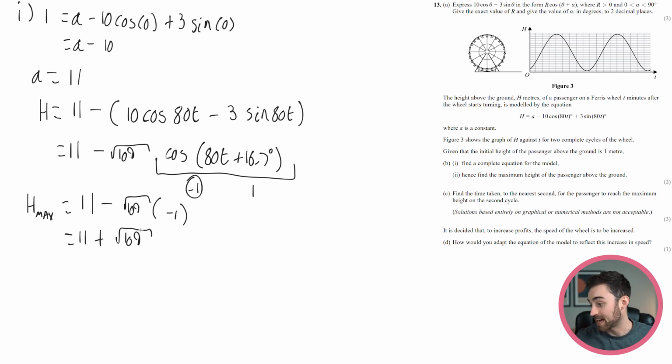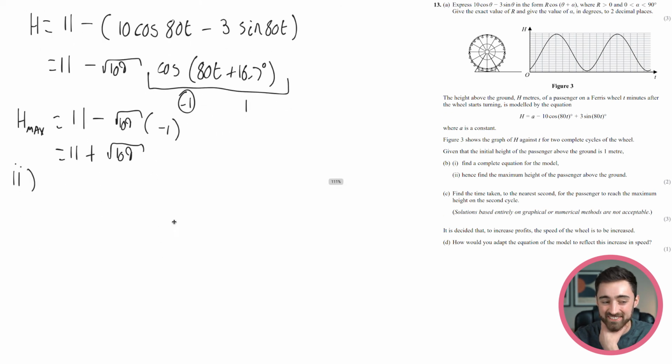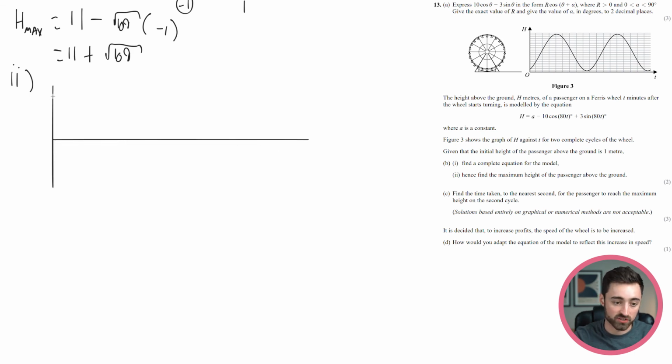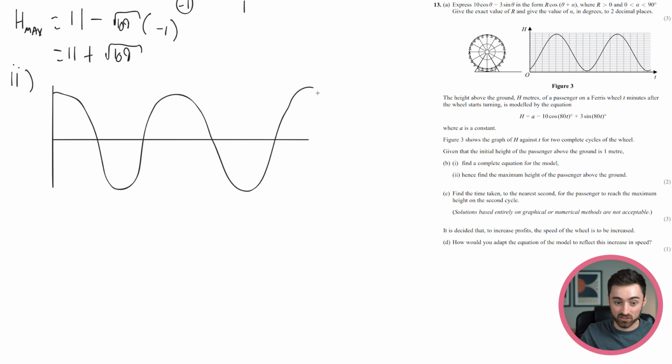Cool, okay. Find the time taken, to the nearest second, for the passenger to reach the maximum height on the second cycle. Right then. We're probably going to have to start using the brains, unfortunately. There might be a bit of thinking involved in this one. Second cycle. Now, it's basically to do with solving for t. So let me just think of a cos graph for now. Just going to go like this, like this, like this. That's 2 cycles of a cos graph, okay?